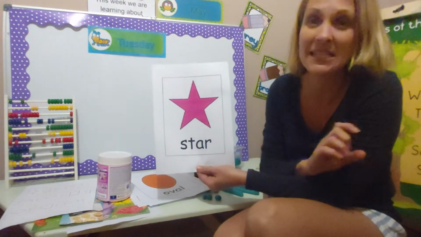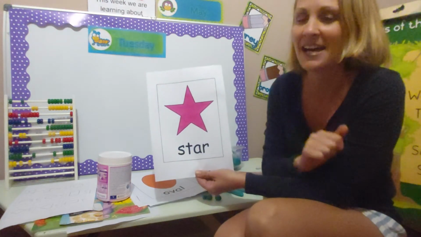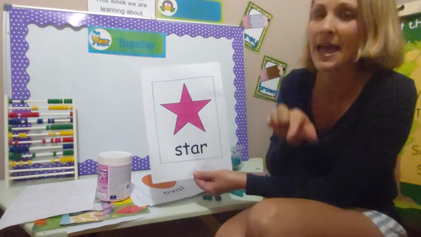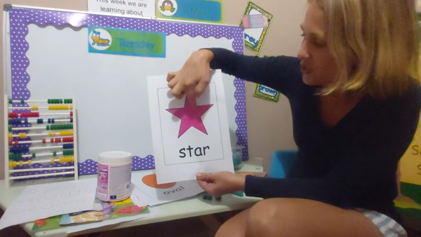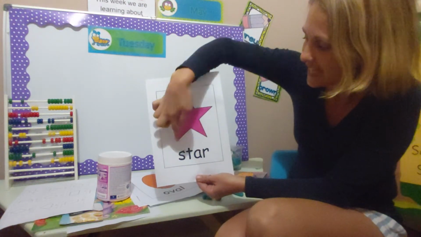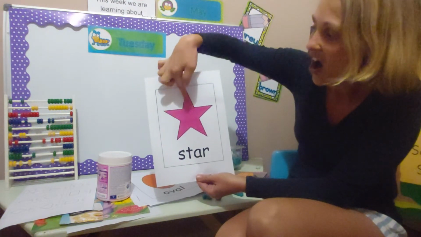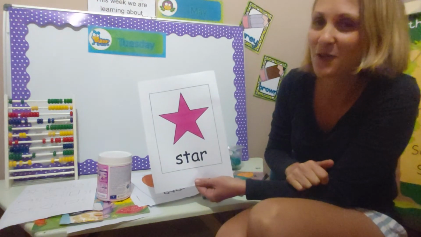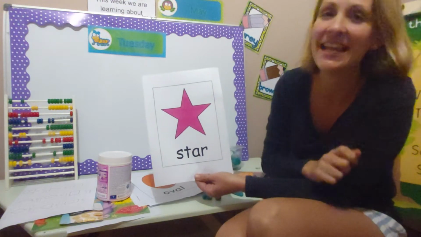And very often we see lots of different stars. But this star shape has got 10 sides. Let's see how many corners it's got. Remember, we have to count the top corners and the bottom corners. So let's count together. 1, 2, 3, 4, 5, 6, 7, 8, 9, 10, 11 corners. That is a lot of corners. So this star has got 10 sides and 11 corners.